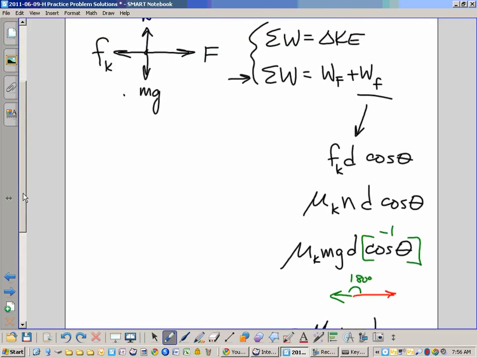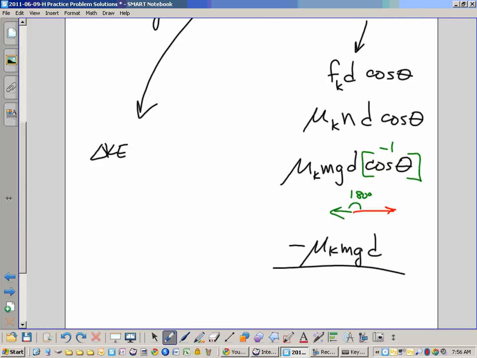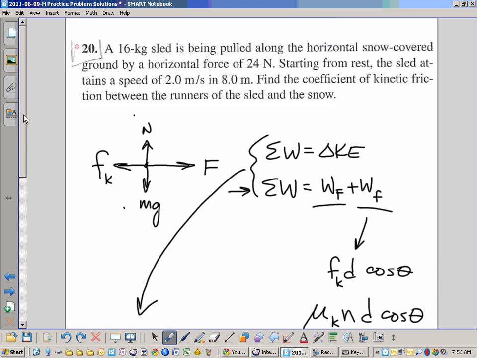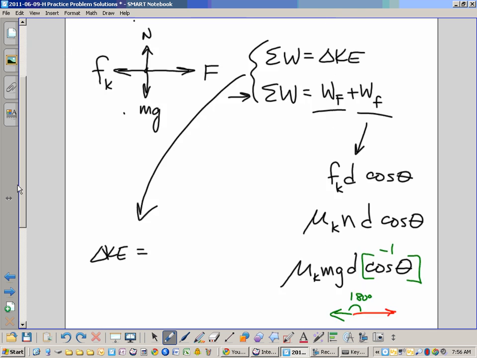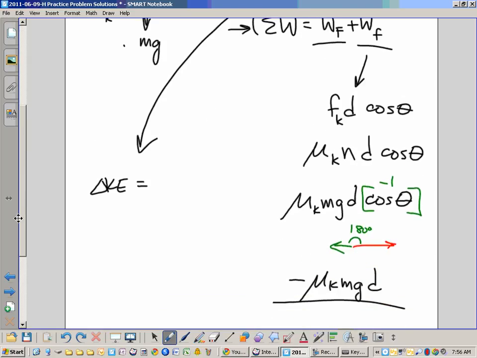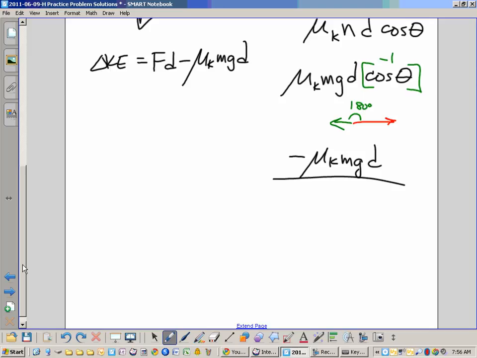Okay, so we're going to plug that in up here. Now coming down here, we're just going to take these two things and put them together. We're going to say delta KE, change in kinetic energy, is equal to the work done by the applied force, which is just going to be Fd, right? And we're going to assume they're in the same direction. I don't know if it says they're parallel. So the force is 24 newtons times 8 meters, right? You know what? Let's keep it algebraic. We've got Fd, and then cosine theta is just going to be 1, minus mu k mgd. Craziness.